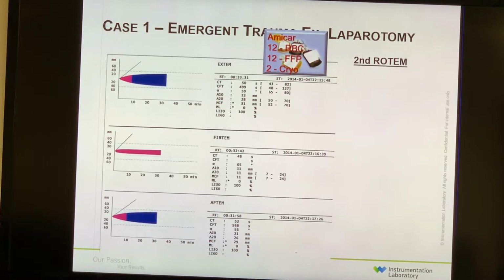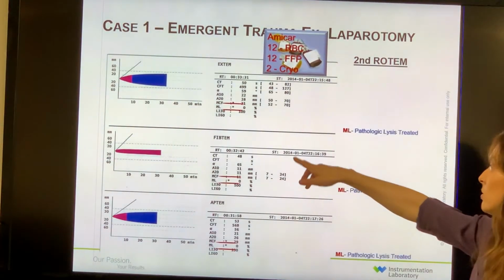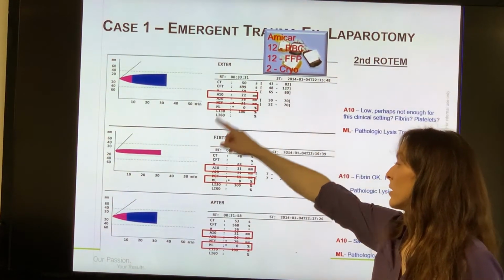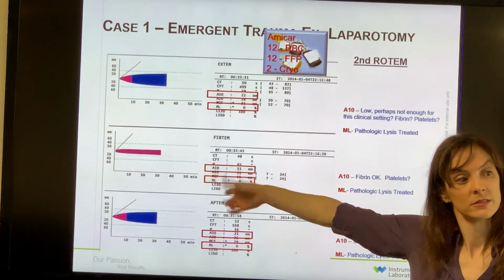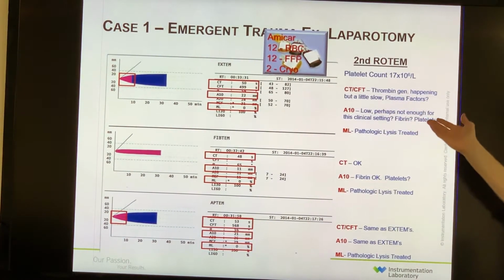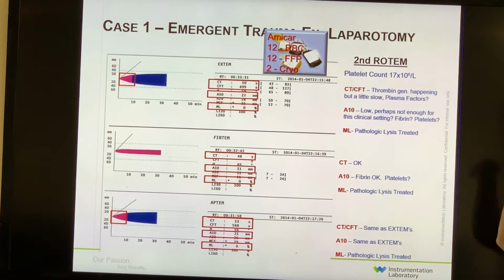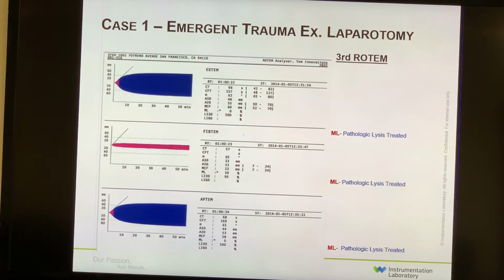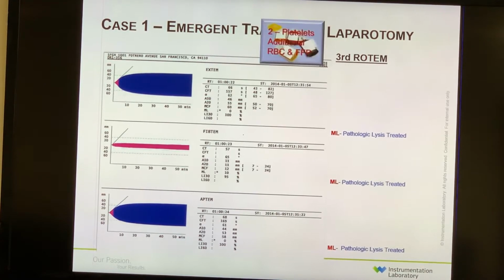Which assay are we looking to do that? XTEM, FibTem, or APTEM? FibTem, yeah. So, A10 of 22, and FibTem's 11. So based off of FibTem of 11, and then you're not abandoning your other lab tests, so you have a platelet count of 17. So between those two pieces of information, what can you confirm a need for? Platelets. More platelets.